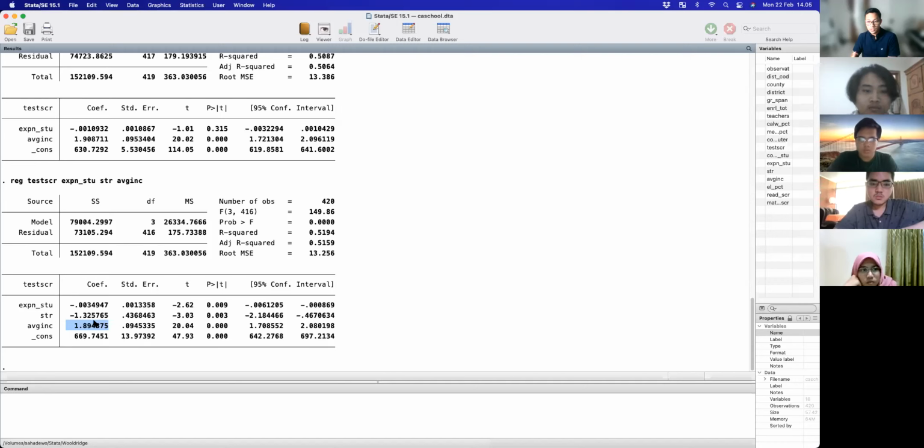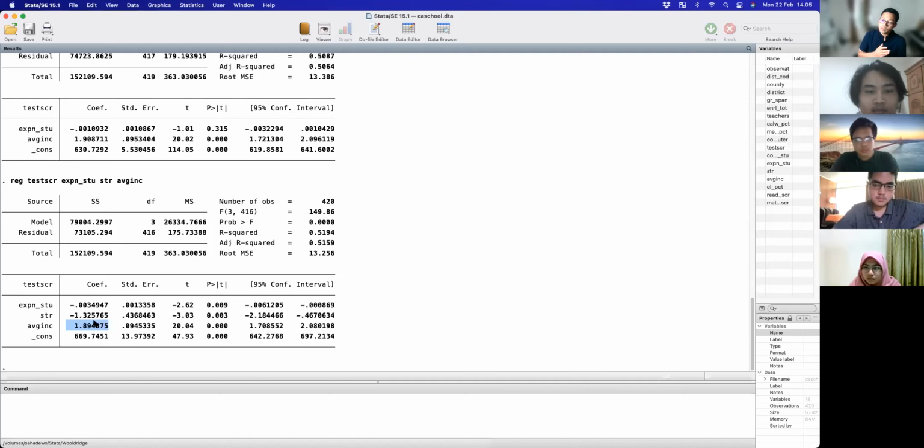Can anyone provide an intuition on why after you add average income to the model, the estimated expenditure per student is actually now negative? Any thoughts, any intuition? So the intuition is that expenditure per student and average income are very highly correlated, okay? You can think that parents with higher income, parents from more affluent neighborhoods, tend to send their kids to schools with better resources, okay? Students coming from wealthy families tend to be sent to schools with higher expenditure per student, okay?